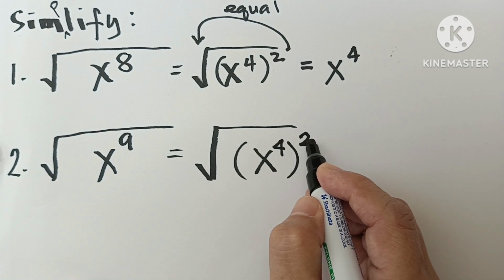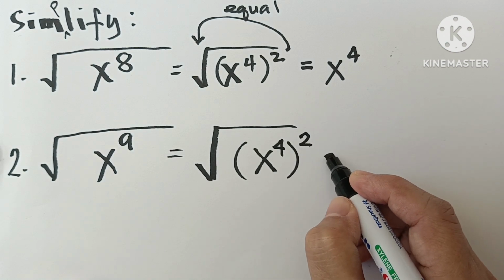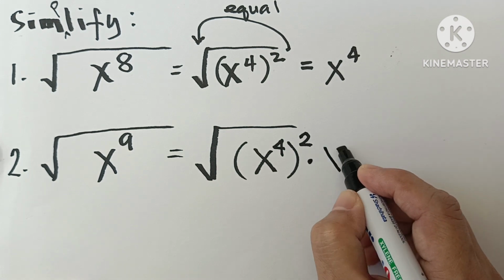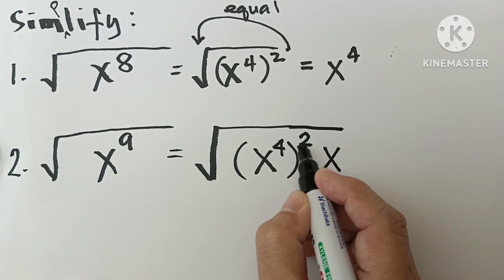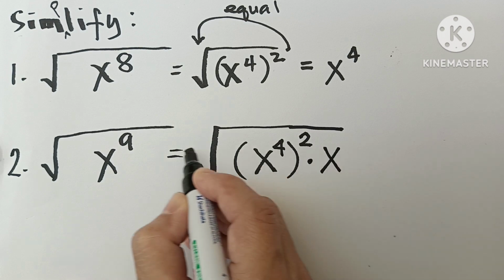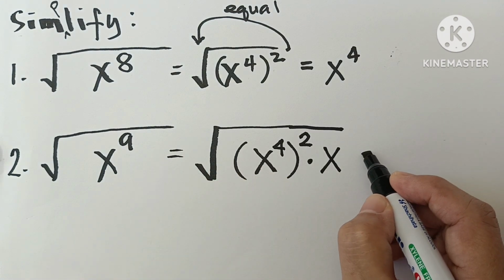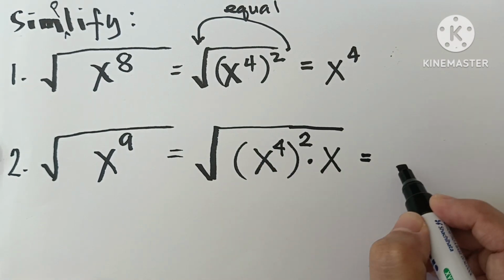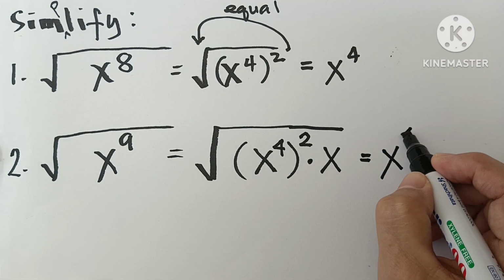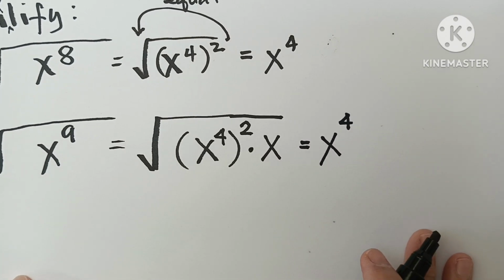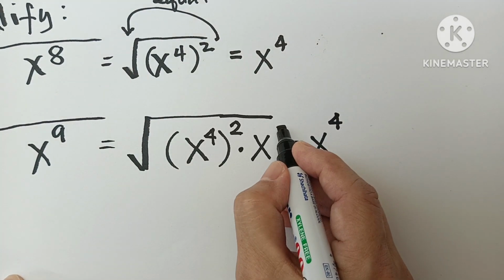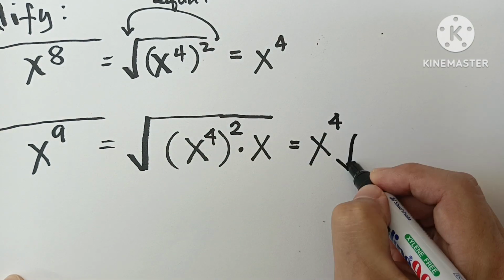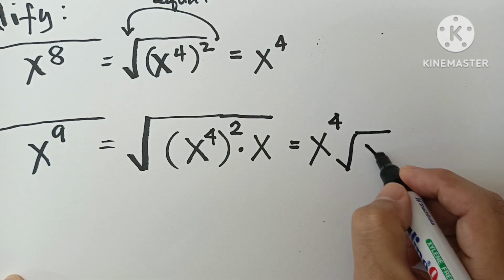Because x to the 9 is the given, and x to the 8 is all we have so far. So we multiply by x to make it x to the 9. Now, since the power of x to the 4 is 2, which is equal to the index, we can now remove x to the 4 inside the radical sign. So, what is left inside? Just the x, because it is not squared. And therefore, our final answer is x to the 4 square root of x.